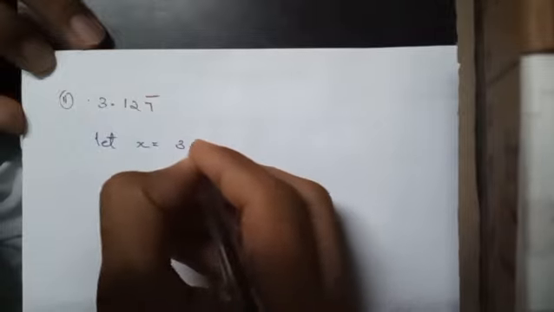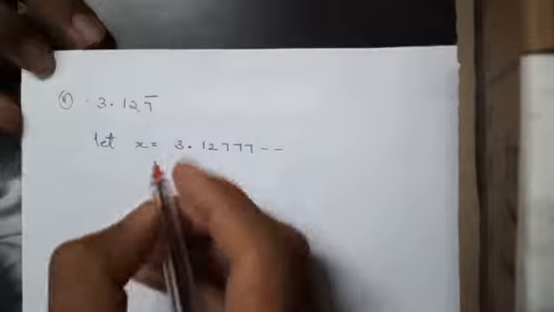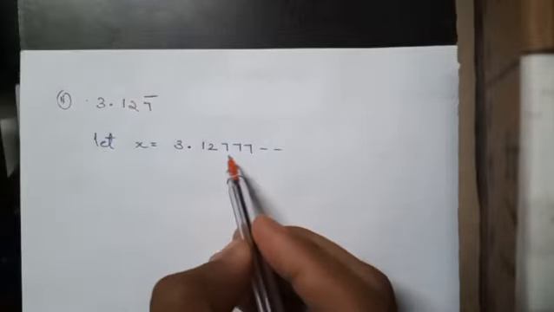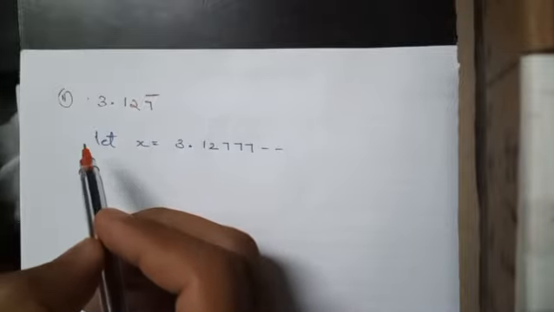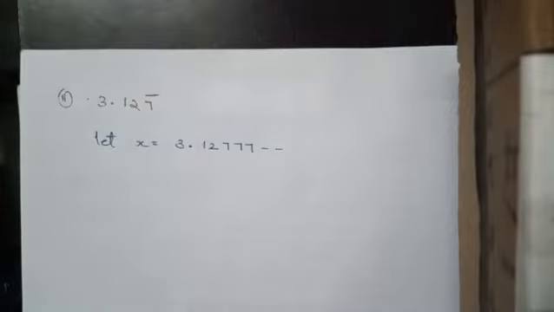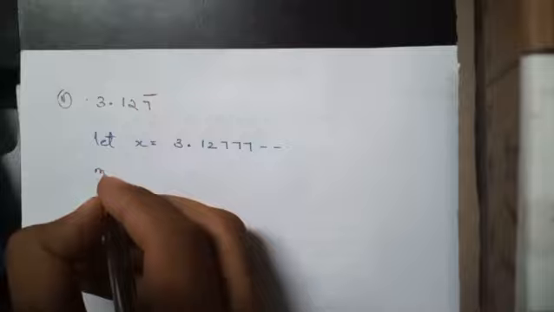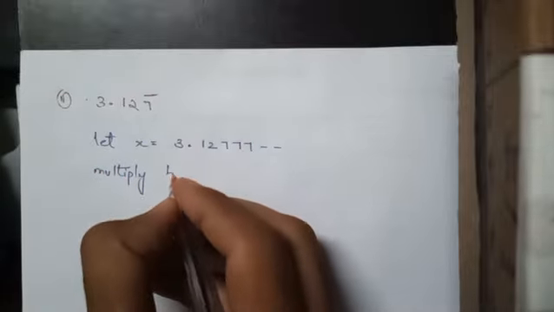Okay, guys. So here we have 1.127 bar. Now let x be equal to 1.127777 and so on. There is a bar only on 7, that's why we are taking 7 multiple times. There is no bar on 1 and 2, so we are not repeating those. Next, what is the next procedure? We have to multiply both sides.